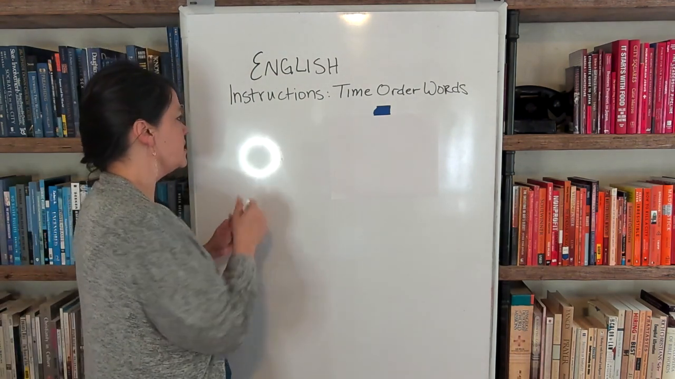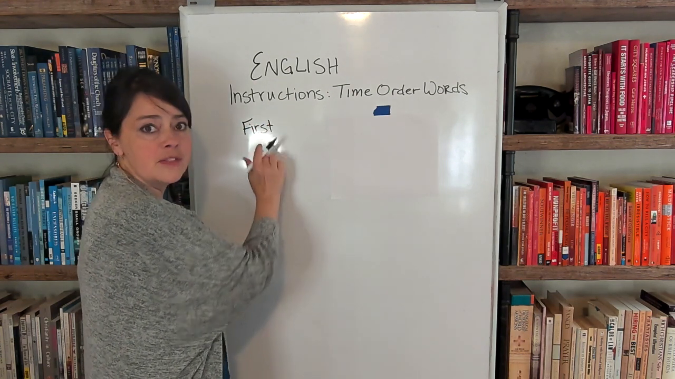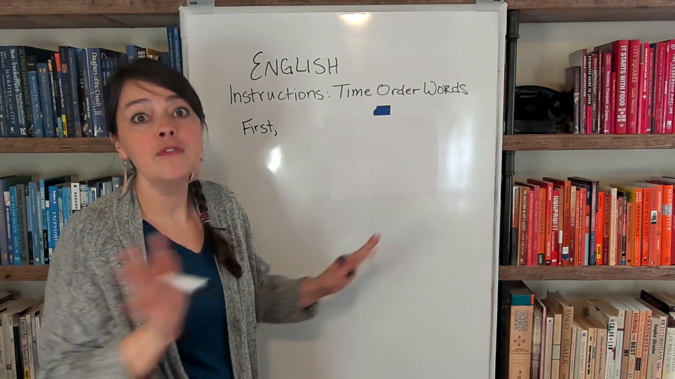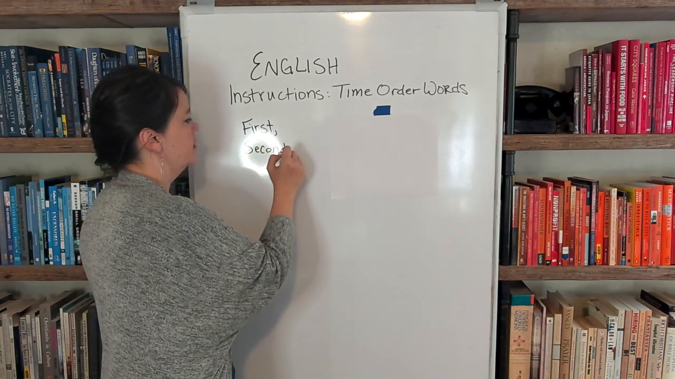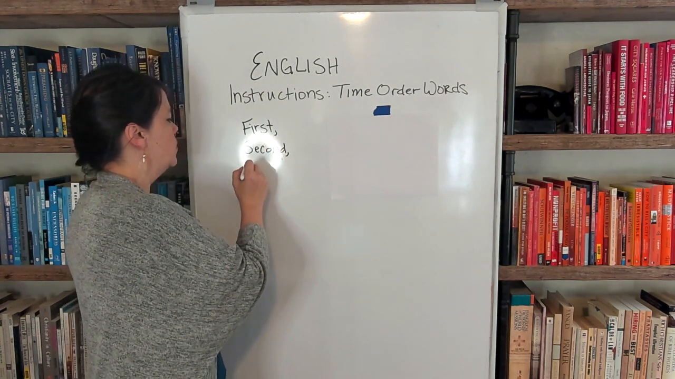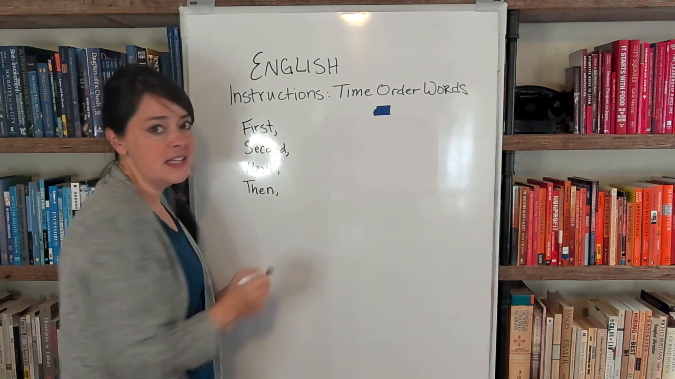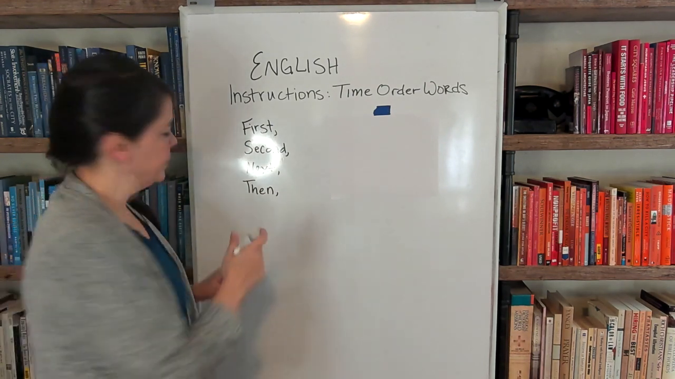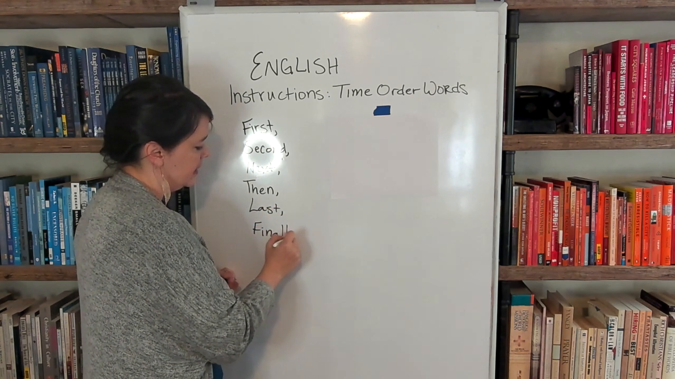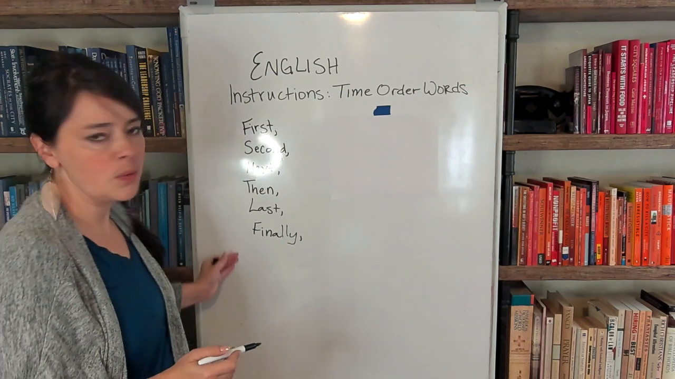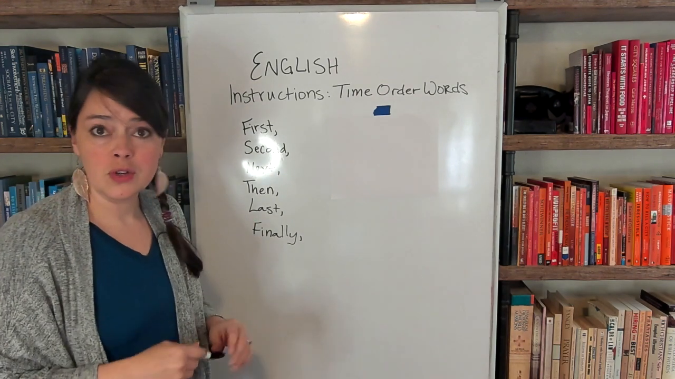And when you put time order words in a paragraph, they'll look like this. First, let me put a comma. First, you could say second. See the comma? You could say next, then. These are all time order words. Last, finally, okay? These are all time order words that you could use in your instructions. You'll be choosing which ones to use when you give your own instructions in a paragraph.